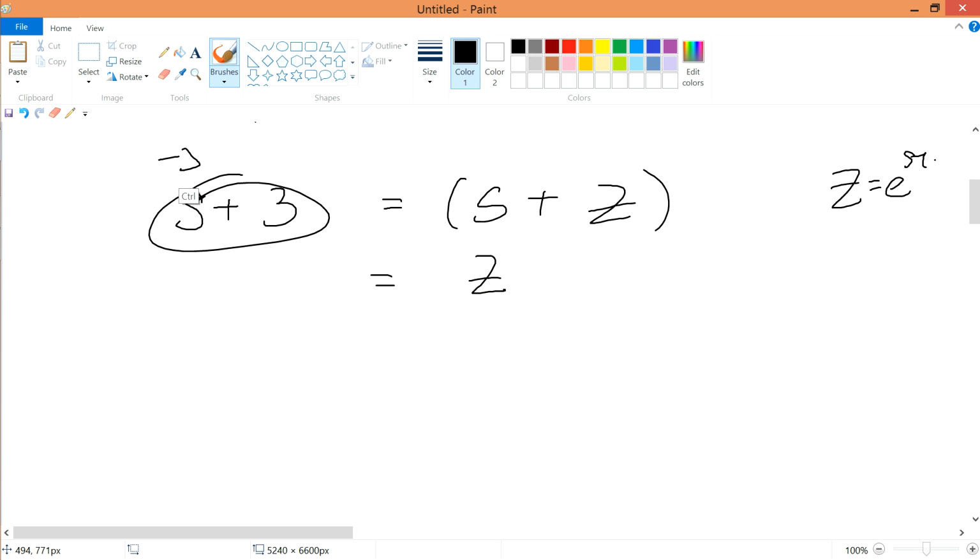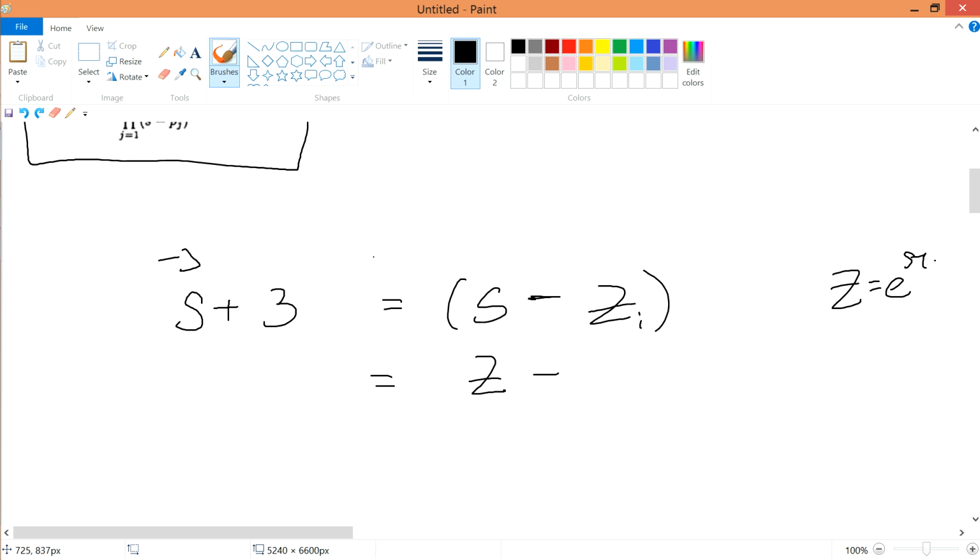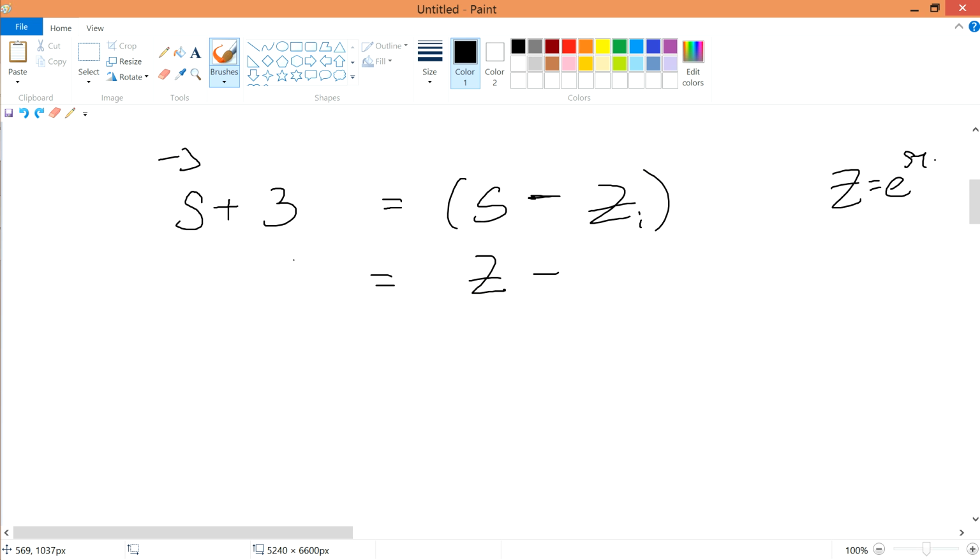In order for this to be 0, s must be minus 3, so I'll just write s minus, actually I should write this as minus also, sorry. Alright, s minus zi, which is the standard way of doing things. So I'll just rewrite over here. Same thing for your poles, it's the same formula. You can also rewrite as poles, because I'm just trying to do an example for you to see only. So your z will be equal to e^(st), since you know your s is minus 3, so I have e^(-3t).